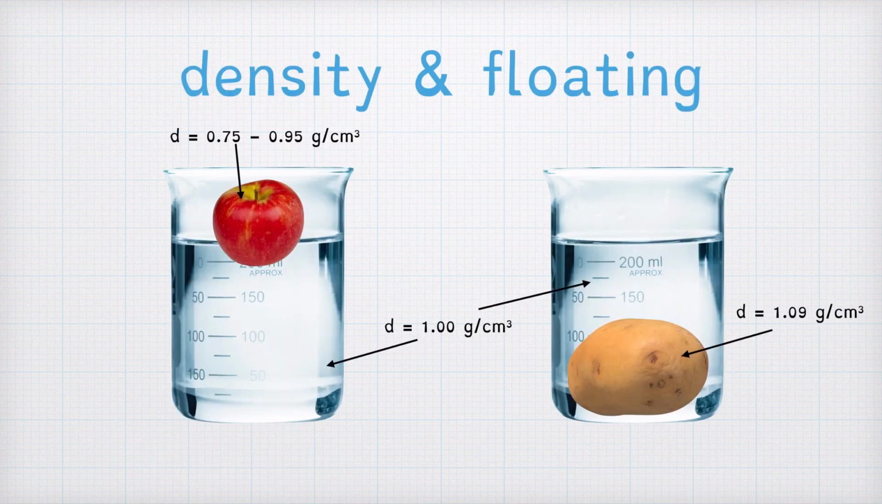One of the uses for density is to tell us if an object will sink or float in a liquid, usually water. In this example, if we look at an apple, apples have a bit of a range of densities, but all of their densities are less than the density of water, and so they will float. But a potato's average density is greater than the density of water, and so potatoes will sink.